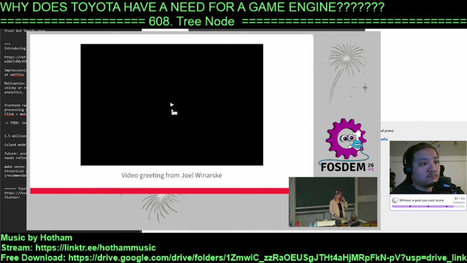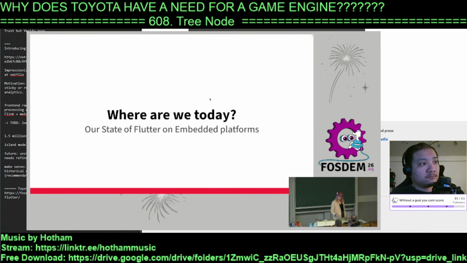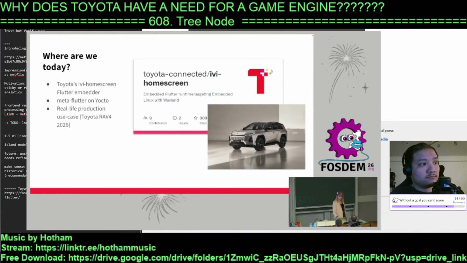With this said, let's just get into it. So, where are we today? What is the Toyota Connected's state of Flutter on embedded platforms at this point in time? Well, Toyota is responsible for the development of the IVI home screen, which is the Flutter embedder for embedded targets running Linux with a Wayland interface, which is a huge part of the Meta Flutter project on Yocto Linux, which enables all kinds of embedded and automotive Linux solutions.